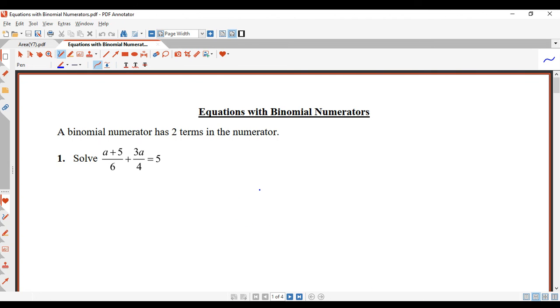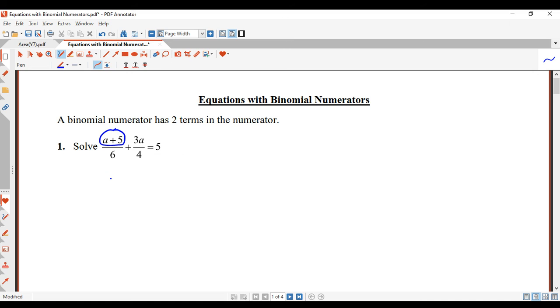This is a continuation of our topic from last term. So here's our first question. This is an equation with a binomial numerator. You notice that here there are two terms in the numerator. Now bi means two, so there are two terms in the numerator. So this is an equation with a binomial numerator.